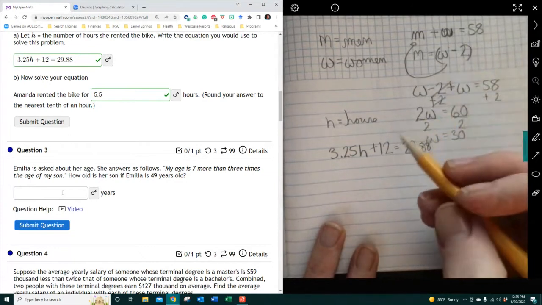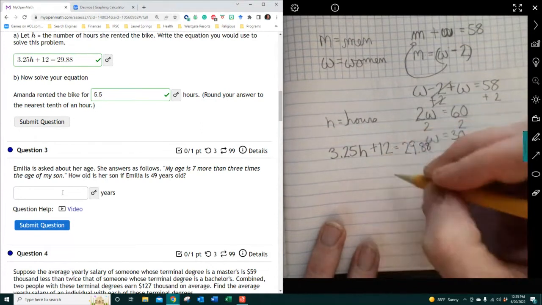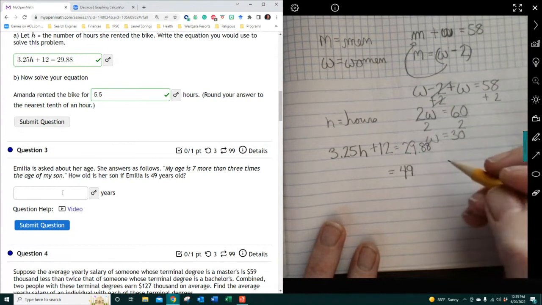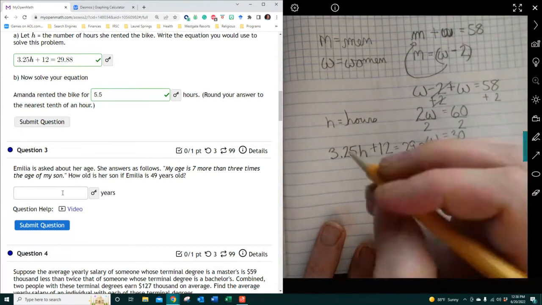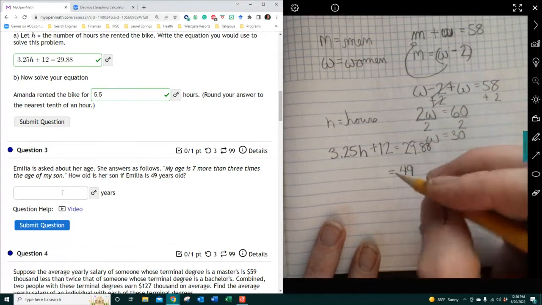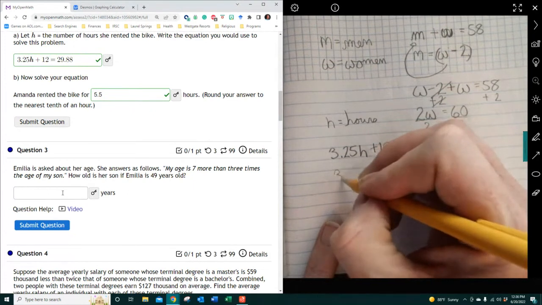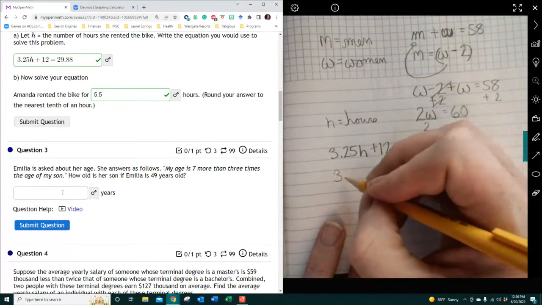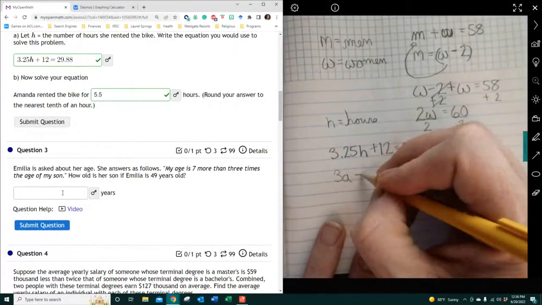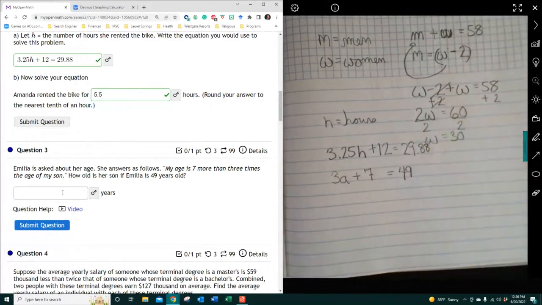So my age is 7 more than, so her age is 49. Okay. So we're going to say that it equals 49. Her age does. But it's right here, it says my age is. So we have, that's why we have the 49. But it's 7 more than 3 times the age of her son, which we don't know what her son's age is. So we're going to put 3 times her son's age, and we're going to put A for age, plus 7, because it's 7 more than 3 times the value of that.